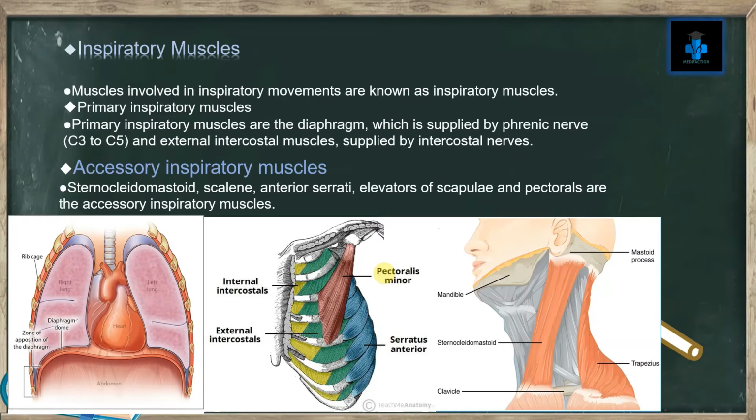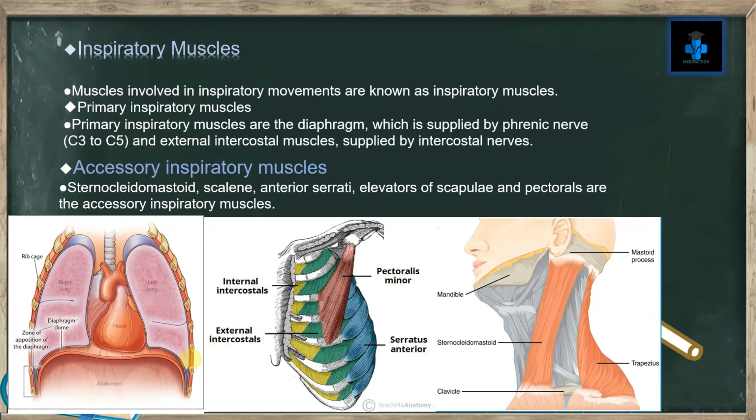Inspiratory muscles. Muscles involved in inspiratory movements are known as inspiratory muscles. Primary inspiratory muscles are the diaphragm, which is supplied by the phrenic nerve, and external intercostal muscles supplied by intercostal nerves. Here you can appreciate the dome-shaped diaphragm just above the abdomen.